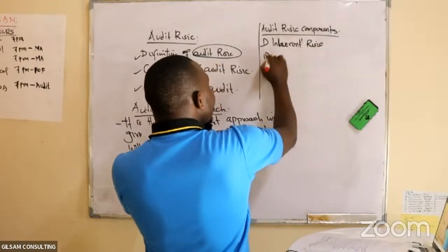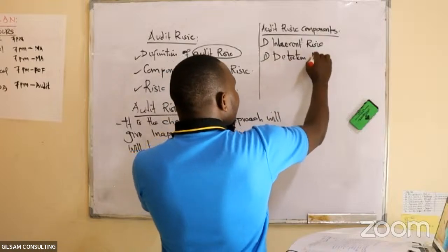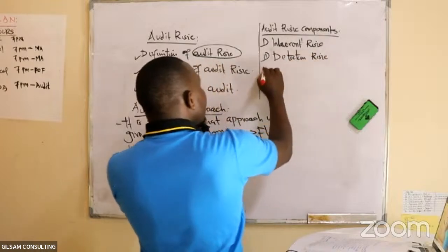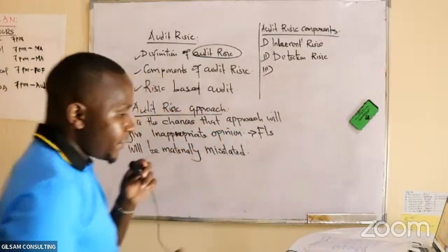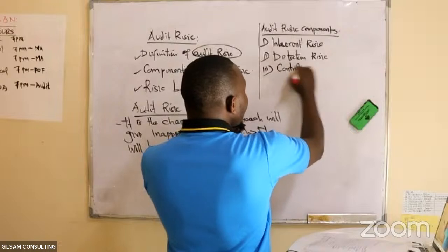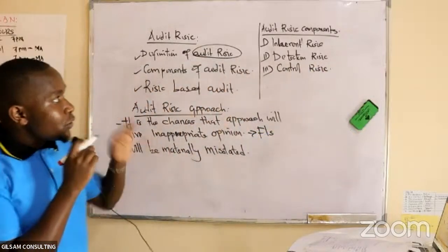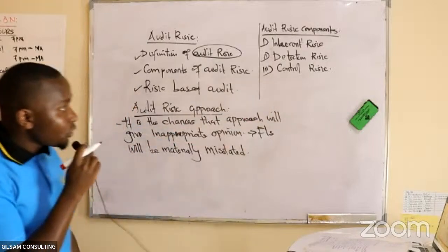We have detection risk. And number three, we have the control risk. These are the risks which we need to understand before going to the exam room.